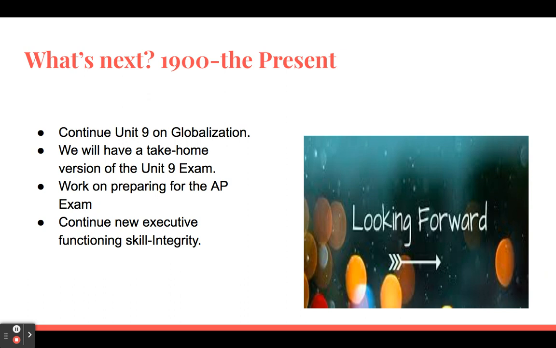What's coming up next? We will continue Unit 9 on globalization. We will have a take-home version of the Unit 9 exam coming up pretty soon, and we'll work on preparing for the AP exam as well, and continue with our new executive functioning skill, as I had said before, which will be integrity.